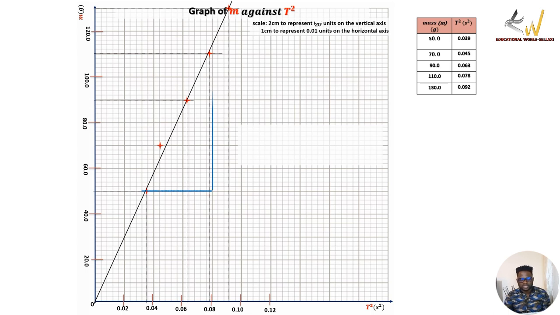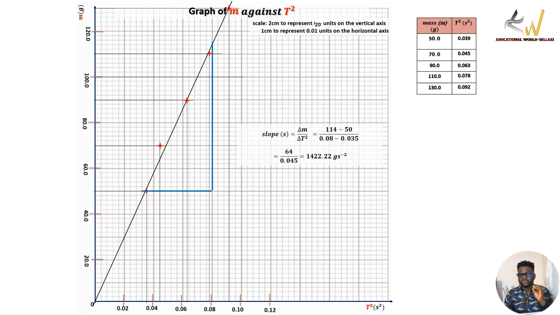passing through the origin. Then we draw a right angle triangle on the graph to determine the slope. Here, the slope of the graph is simply the change in the vertical axis divided by the change in the horizontal axis. Like I said, there's a significance to the value of this slope, and that's what we're going to find out. So when we substitute the values where necessary, slope is change in m over change in t squared, with values substituted based on the blue right angle triangle, as you can see on your screen. So the value of our slope is 1422.2 gram per second squared.